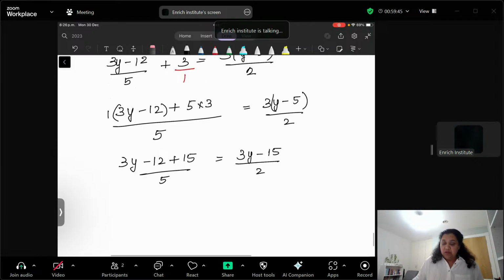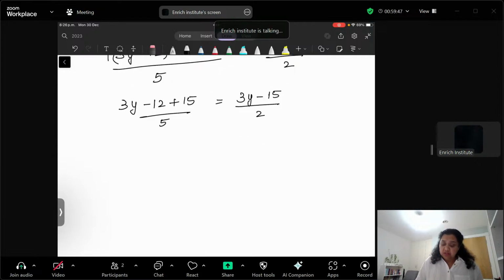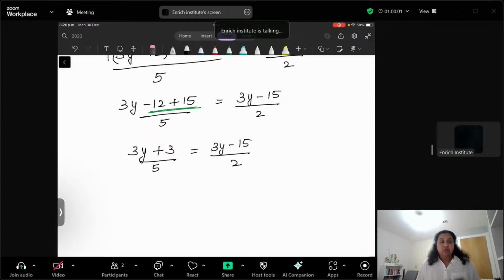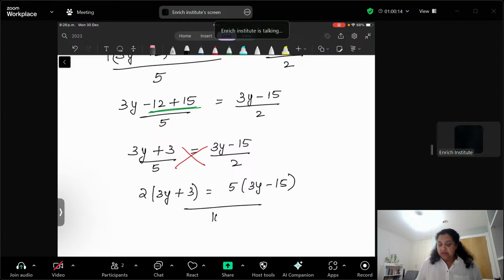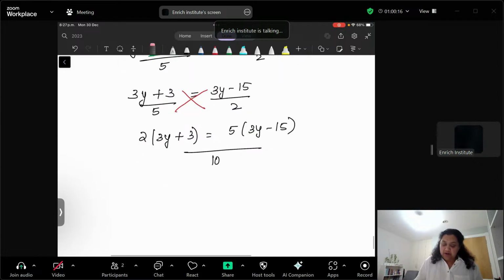Okay. Again, I am simplifying this because I have two like numbers here which I can add together. So 3y plus 3 over 5 is equal to 3y minus 15 over 2. Now again, this is an algebraic fraction, so you can cross multiply. So that is 2 times 3y plus 3 is equal to 5 times 3y minus 15. Sorry, not divided by 10.